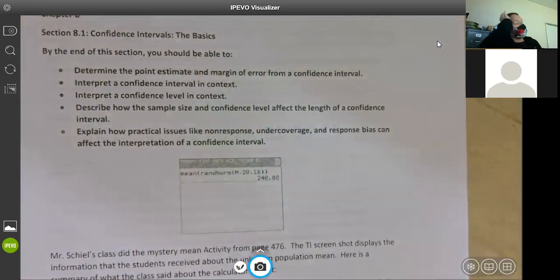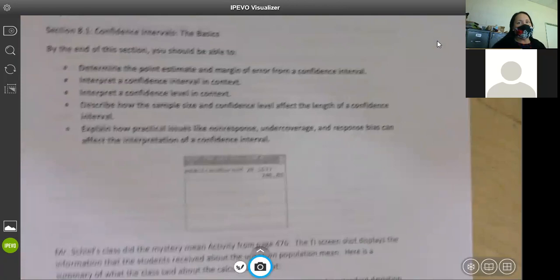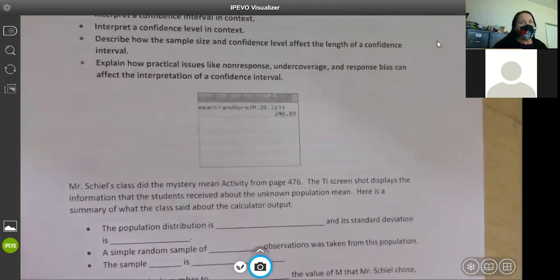So you guys had that in your vocabulary. How do you increase your confidence or make your confidence level better? Explain how practical issues like non-response, undercoverage, and response bias can affect the interpretation of a confidence interval.